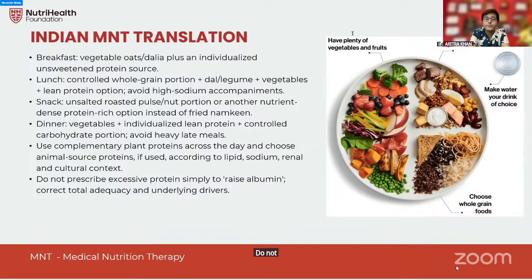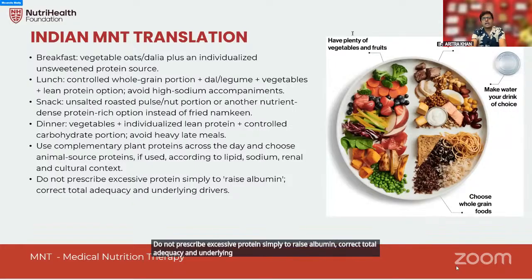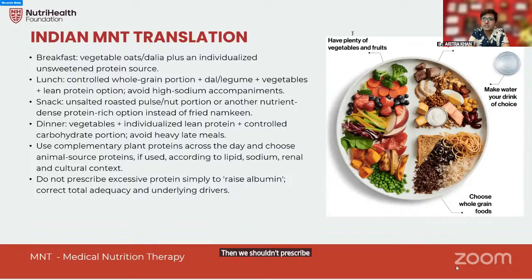Do not prescribe excessive protein simply to raise albumin. Correct total adequacy and underlying drivers. Again, albumin is not always about protein. If there are renal problems or if the eGFR is very low, then we shouldn't prescribe too much protein for the sake of albumin.